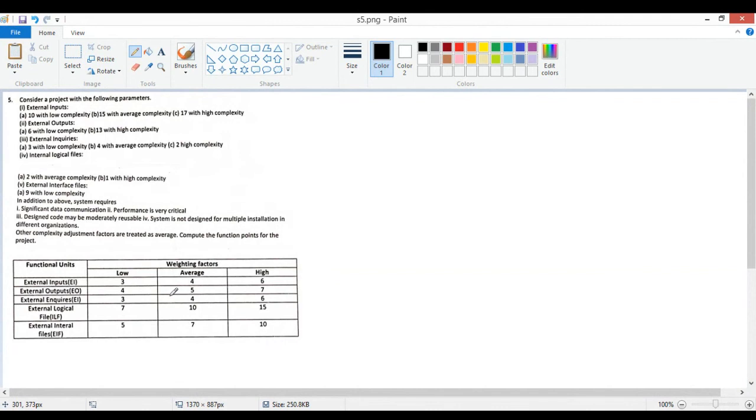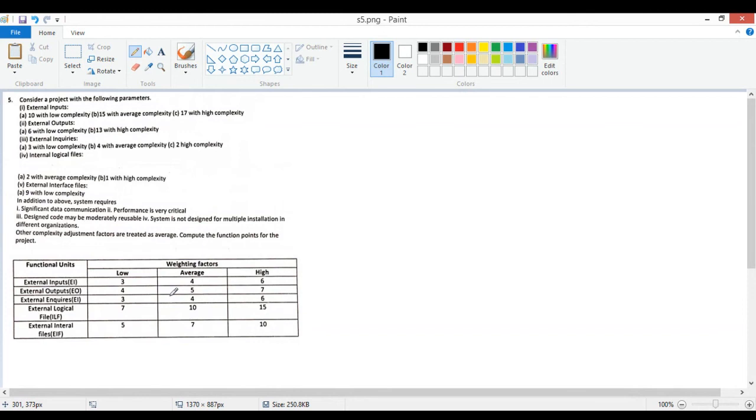Consider a project with the following parameters. See, we are finding FP. Once FP is found, cost of the project is very easy, as I have told you. If a certain project is taking 20 function points, what is the cost of the project? If one function point is equivalent to some $10,000, you can just easily solve it. So what is important is how you find FP. That's why in all the problems I'm showing you the function point calculations. So let us go for the last problem, problem number 5.